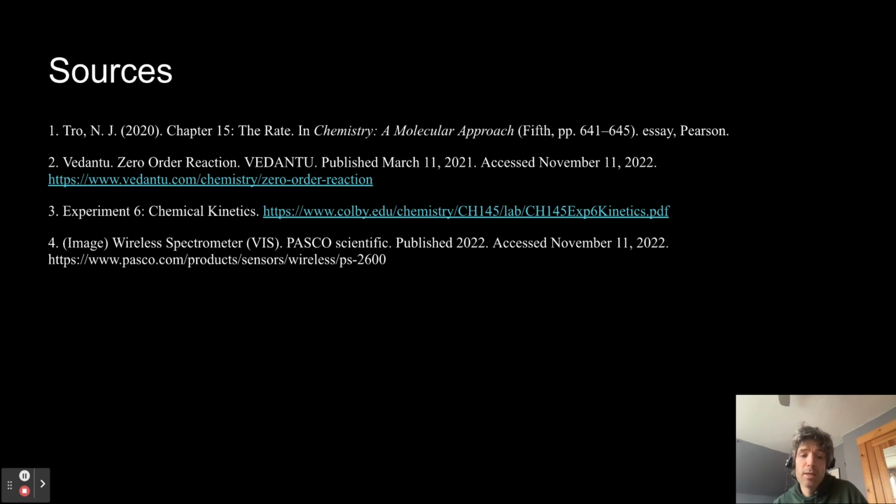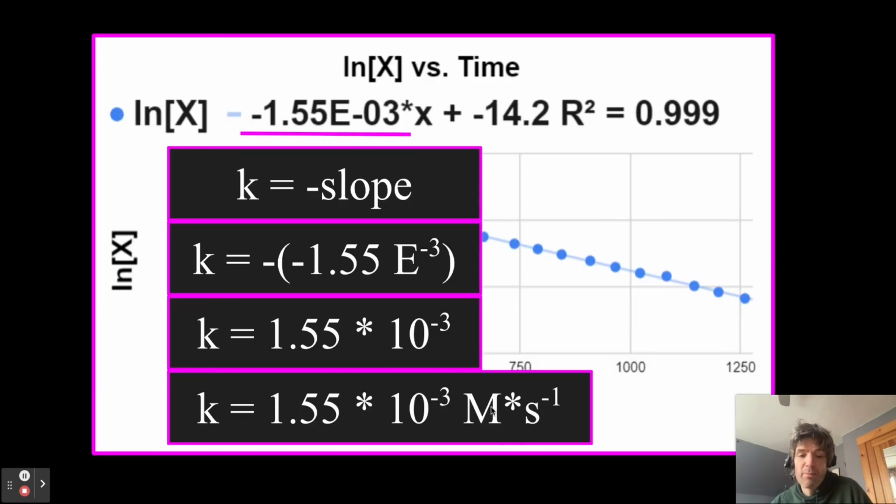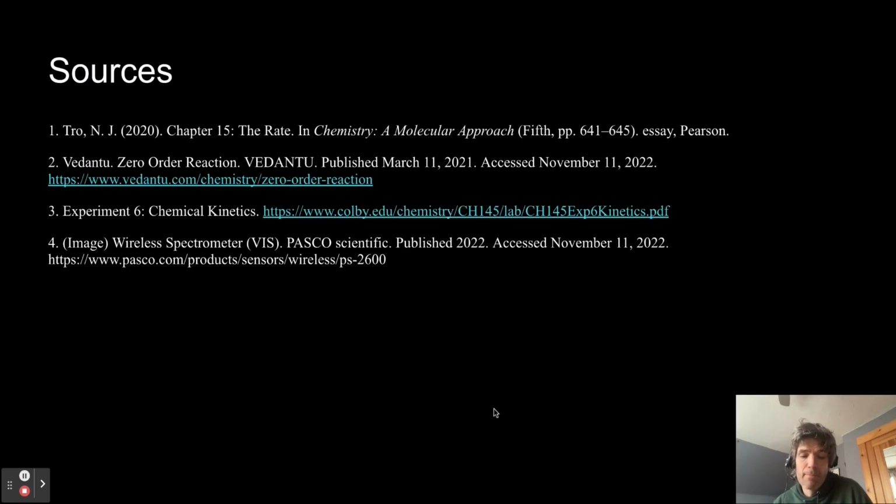And here are my sources. Just remember that k value is off. That unit's wrong.